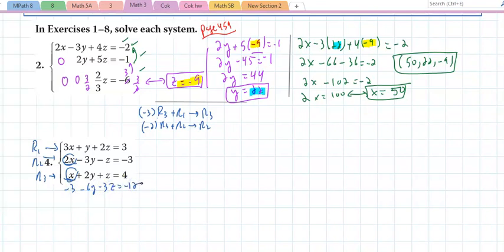And if I add that to row 1, -3x plus 3x is a 0. -6y plus y is a -5y. And 2z minus 3z is a -z. And 3 minus 12 is a -9. That takes care of it.